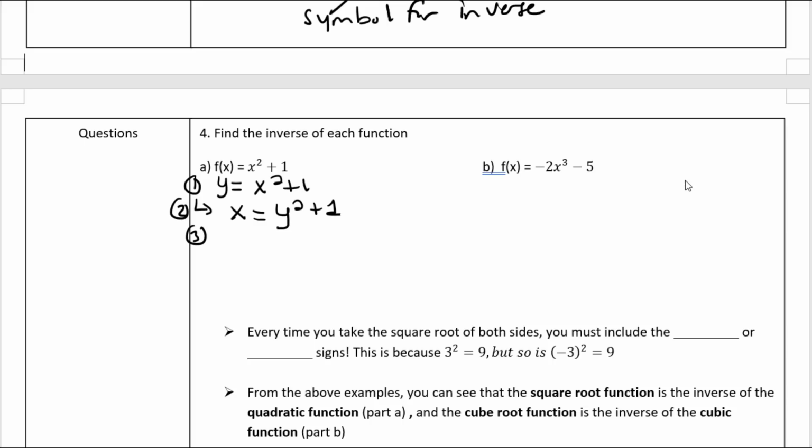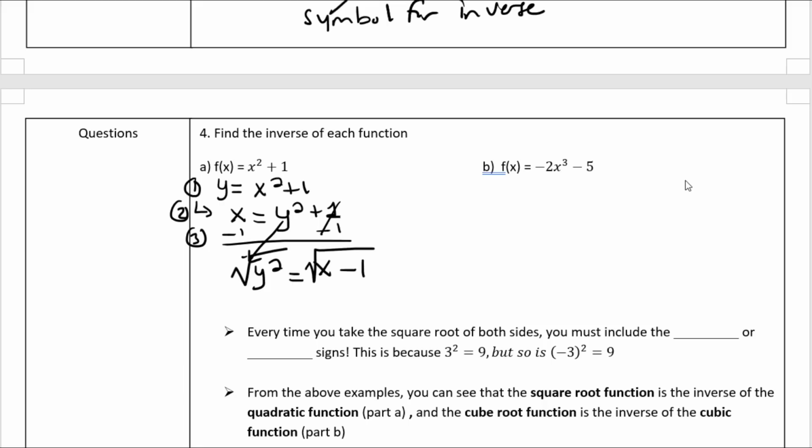We already switched x and y, now we're going to solve for y. So in order to solve for y, we got to subtract 1 on both sides. I'm going to rewrite this on the left side. So we got y squared equals x minus 1. All right, now we got to get rid of the squared. The only way that we can get rid of a squared is to do the square root. So we're going to do the square root of both sides.